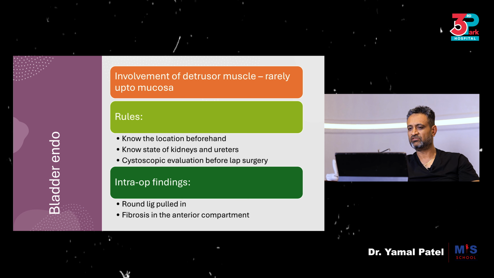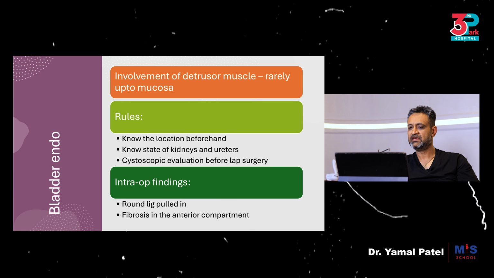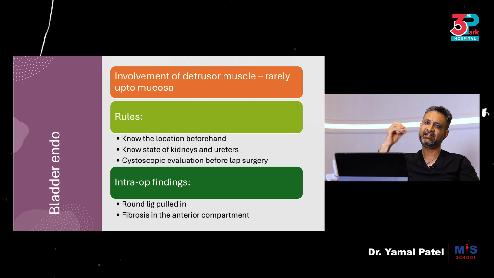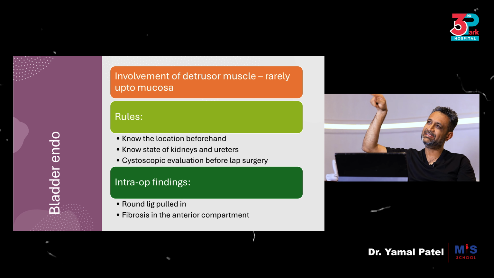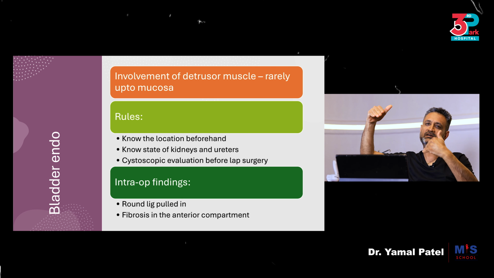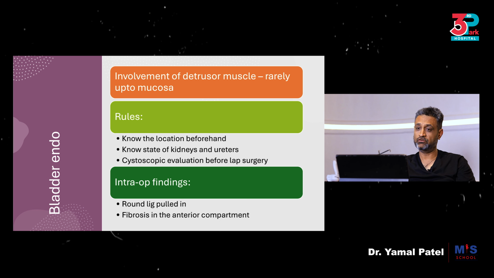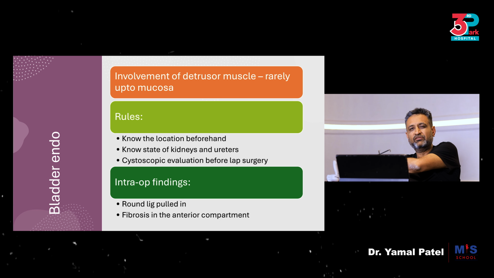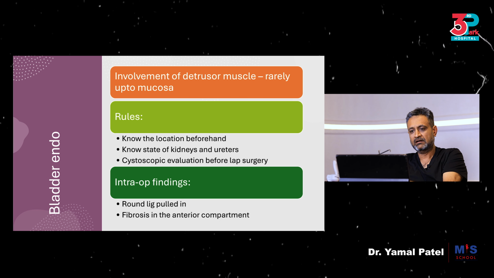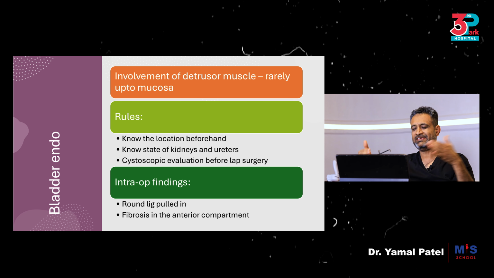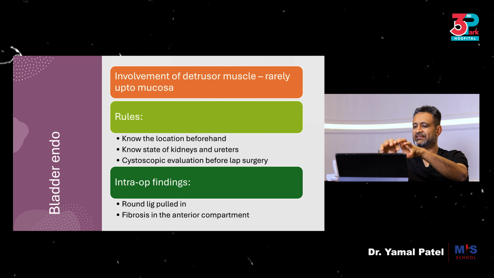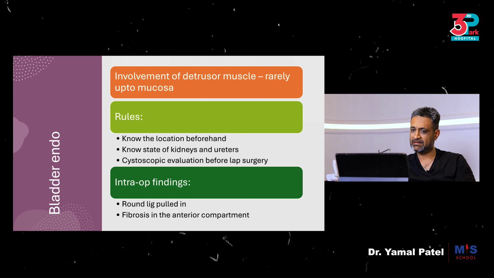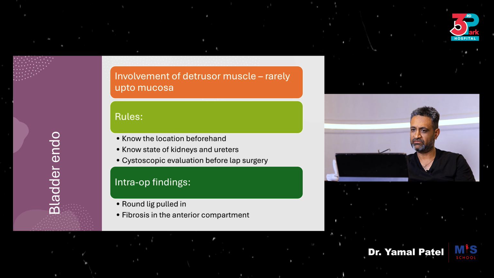If possible, do a cystoscopic evaluation before the lap surgery to see if you can have any lesions that are actually coming in to the bladder mucosa, because you'll see it. And if that is so, then it's good to delineate it and know that it's this far from the trigone, because otherwise the need for stenting might be necessary. So intra-op, you will usually see the round ligaments pulled in medially, and you will see fibrosis in the anterior compartment whenever there is bladder involvement of endometriosis.